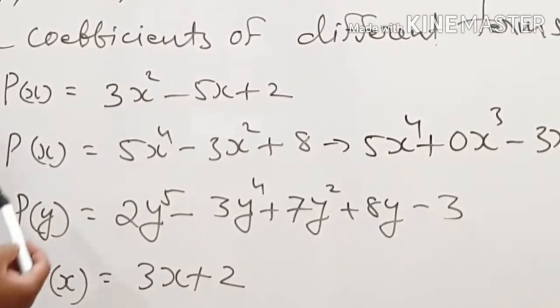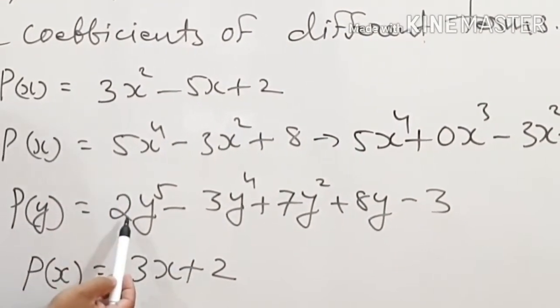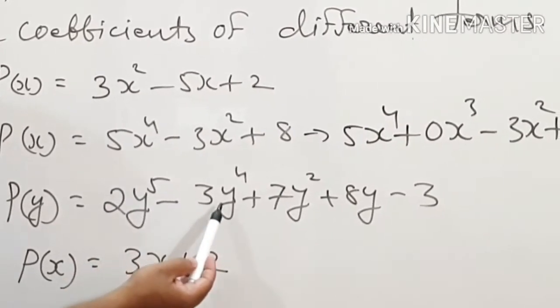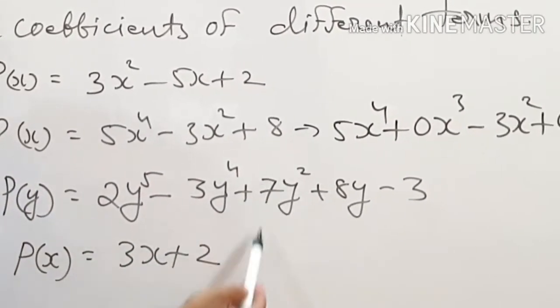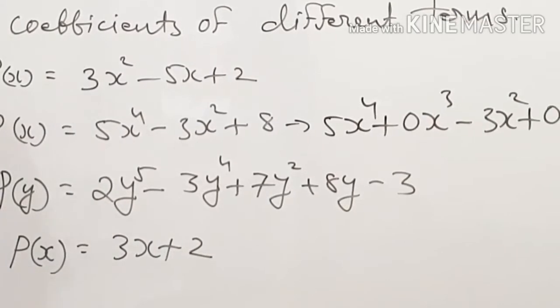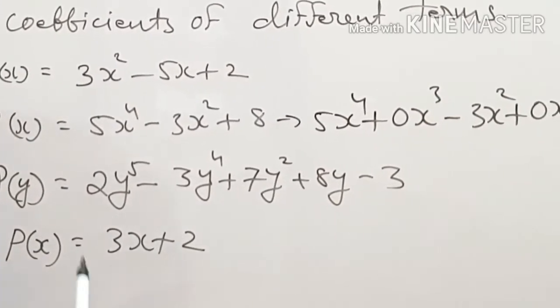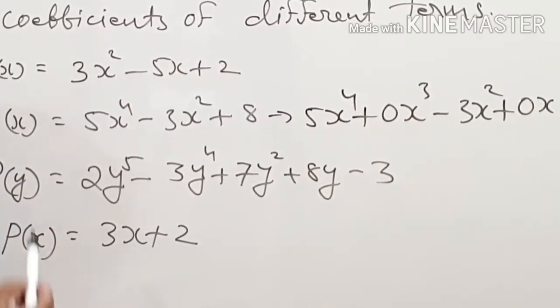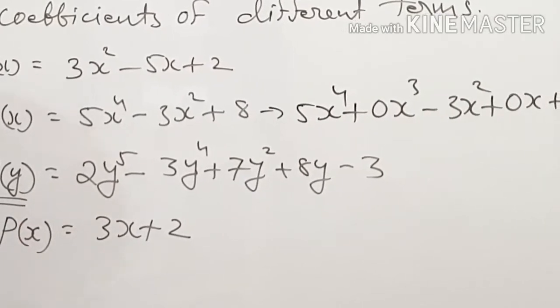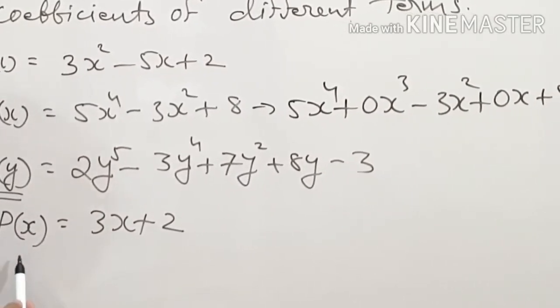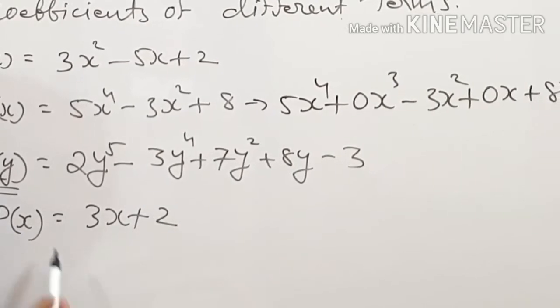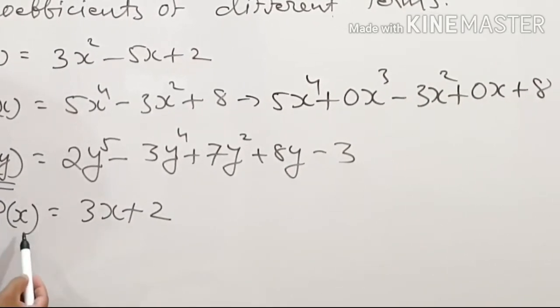The third example is p of y equal to 2y raised to 5 minus 3y raised to 4 plus 7y square plus 8y minus 3. This is a polynomial in the variable y, so I used p of y. And the next example is p of x equal to 3x plus 2. This is a polynomial in the variable x.